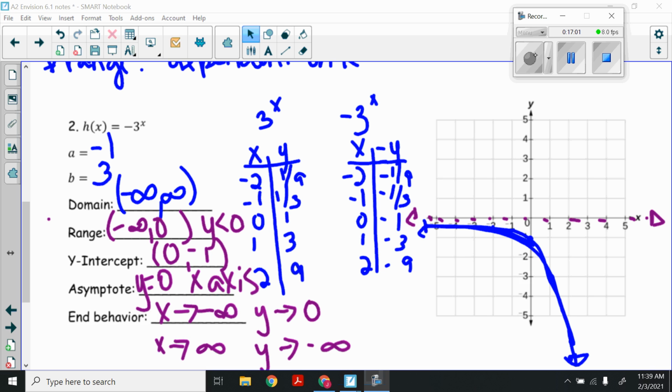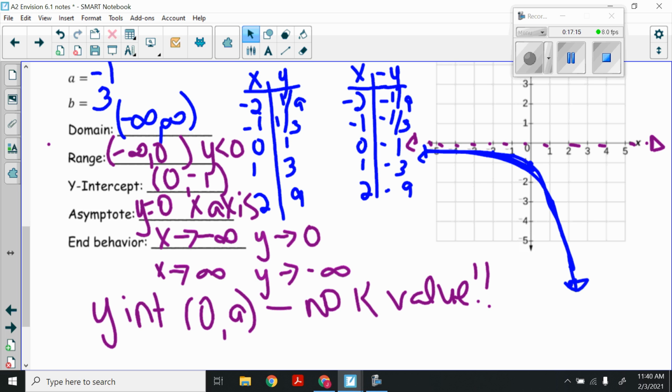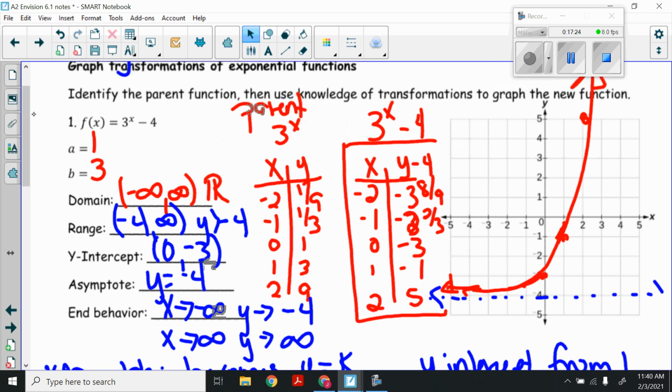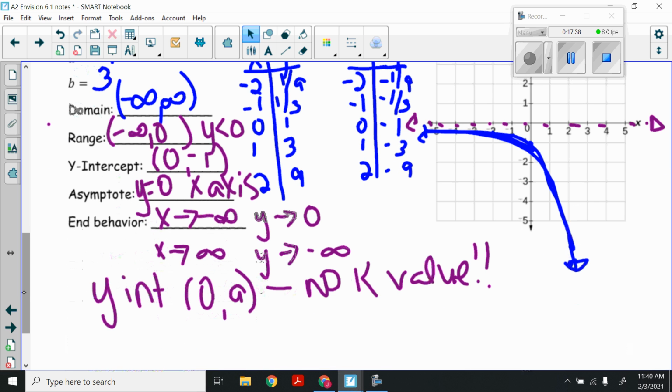So here again, we notice that our y-intercept changed. I did not have a k value. So if I don't have a k value, my y-intercept is 0, a when there is no k value. So my a was -1, so 0, -1. Again, we saw on number 1 up here, when I had a k value, I had to add that k value to my 0, a y-intercept. So a and k can affect our y-intercept. All right, so we've graphed 4 of them.